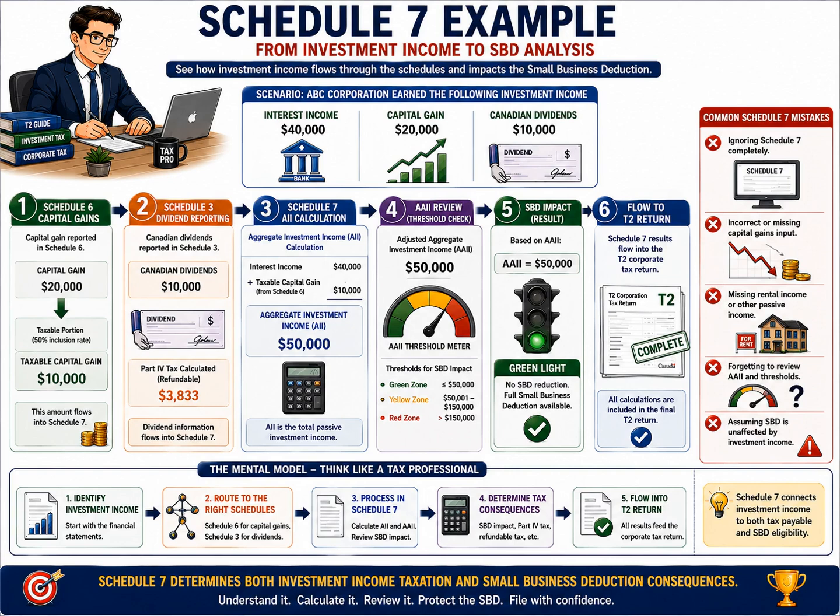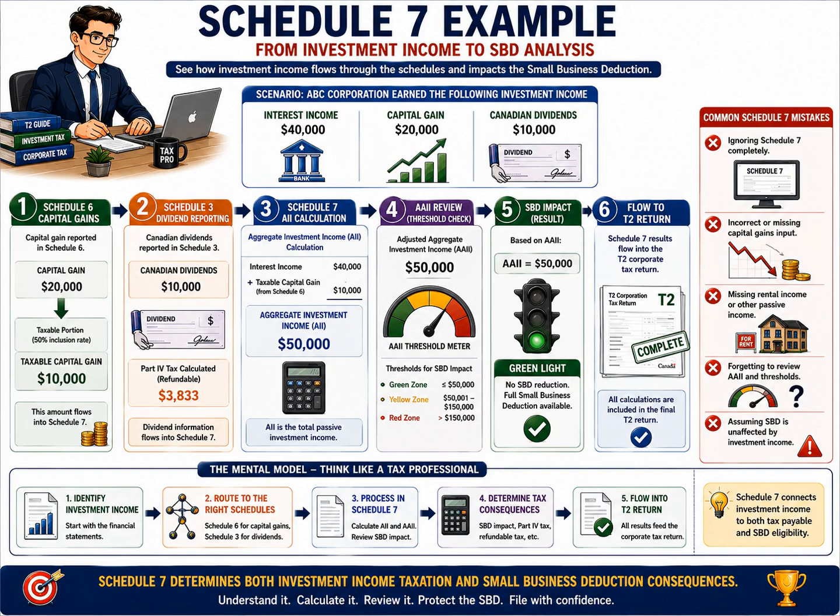Many preparers overlook Schedule 7 entirely and assume it has little impact. Others forget to include taxable capital gains from Schedule 6. Some fail to include rental income or other passive income sources. And many neglect to review the AAII thresholds that directly affect small business deduction eligibility. These mistakes can create significant tax planning issues and unexpected tax costs.